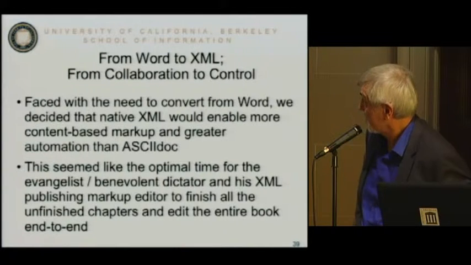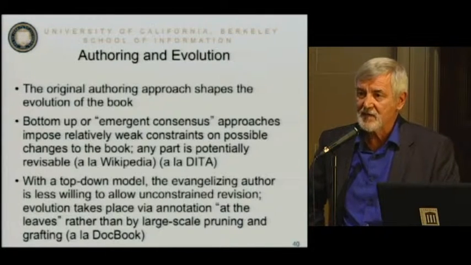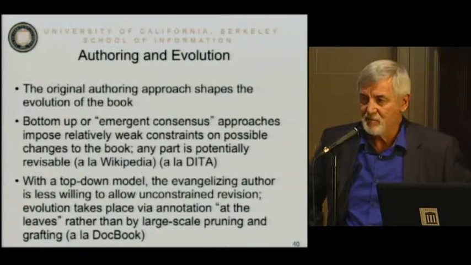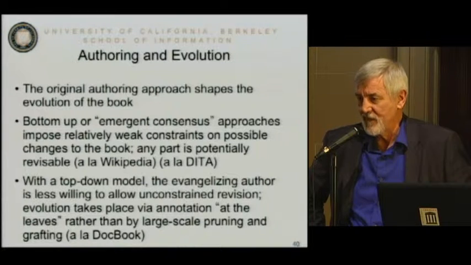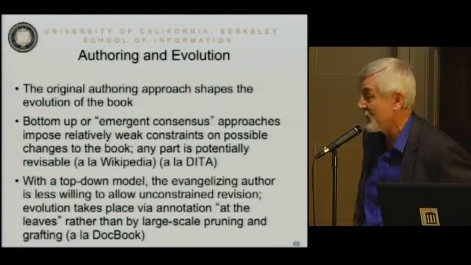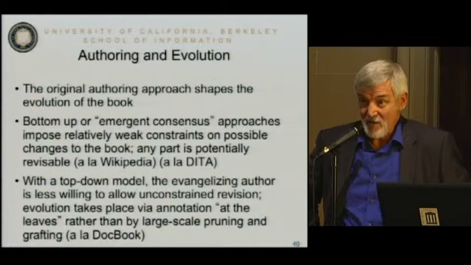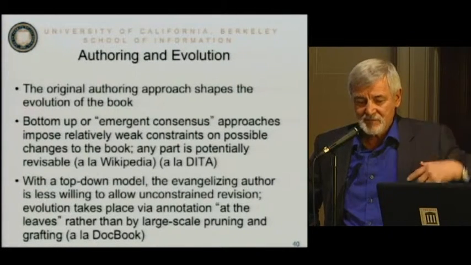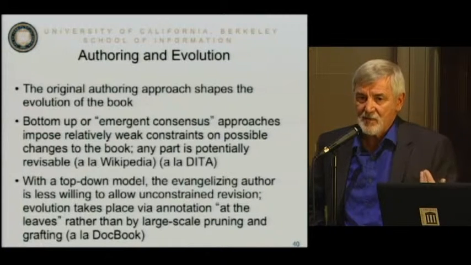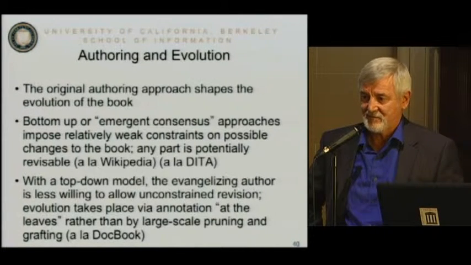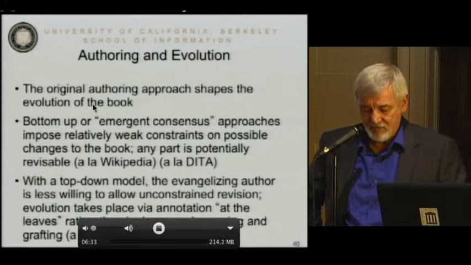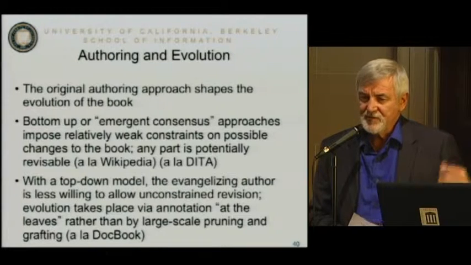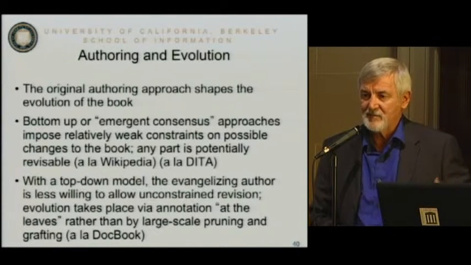But this is where you see the implication of authoring and evolution, right? Because I didn't do a bottom-up or an emergent consensus model, I could tell people they were done, thank you very much, and then finish the book myself. But when you do that, you're saying we're not all created equal here. We don't end up with a Wikipedia, we end up with a top-down model. And so in some sense, a top-down evangelical model implies annotation at the edges, rather than everything goes in Wikipedia. So you see how my model of collaboration implies a model of evolution.